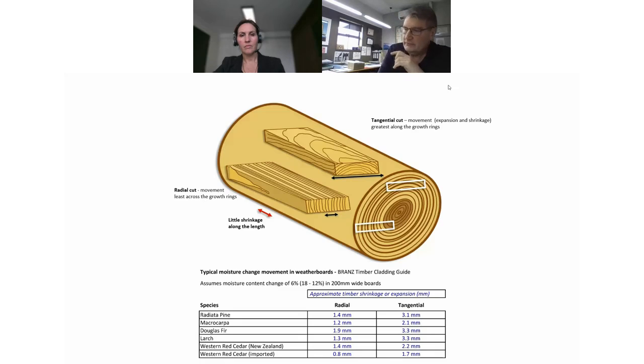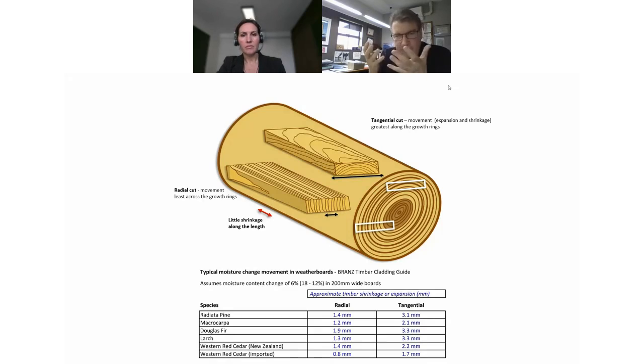And as you go down, let's see, right at the bottom, we've got as an example, and this is just from their book, Western red cedar imported. Your radial cut will be 0.8 millimeters and your tangential will be 1.7. So when people say that cedar is more stable than pine, that's what they're referring to.